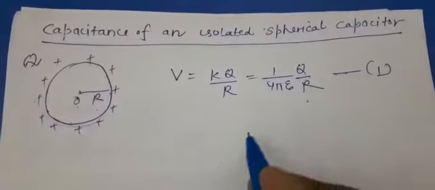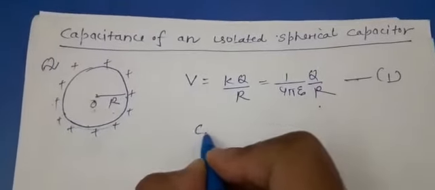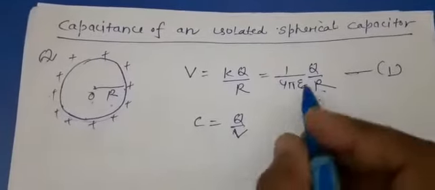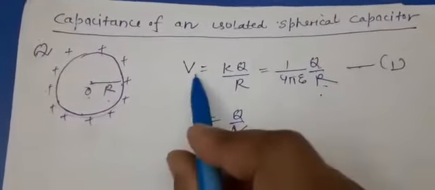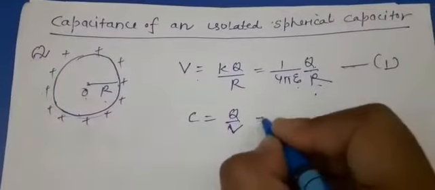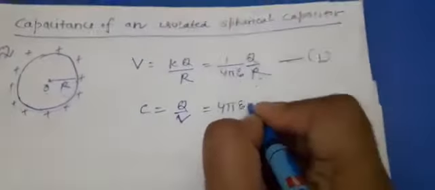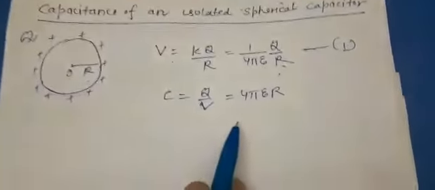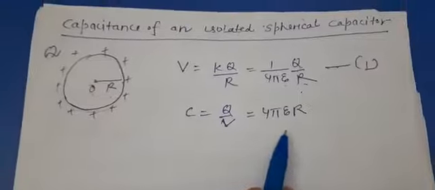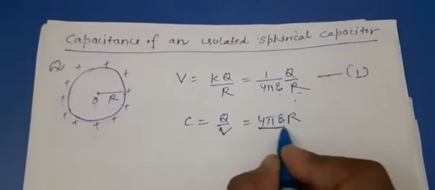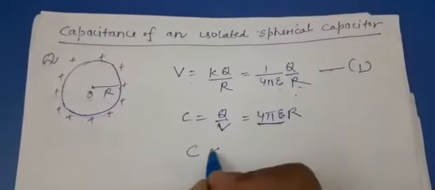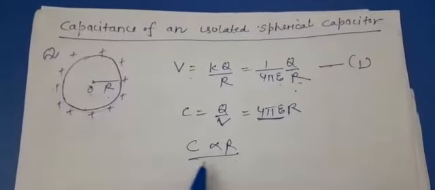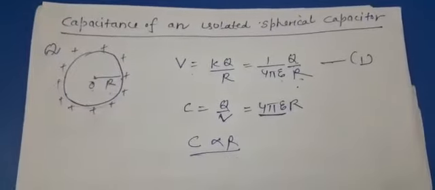Here we have to find the capacitance of an isolated spherical conductor. As capacitance is Q upon V, from the first relation, if you find the ratio of Q upon V, what you will get is 4 pi epsilon naught R. So it means the capacitance of an isolated spherical conductor is given by this. 4 pi epsilon naught is a constant. So C is proportional to R. The more the radius, the more the capacitance, because it is directly proportional.